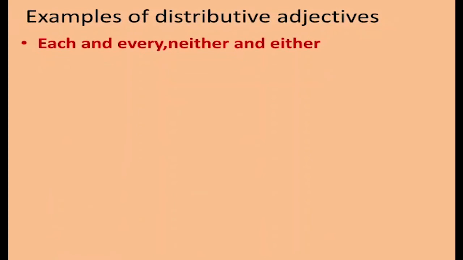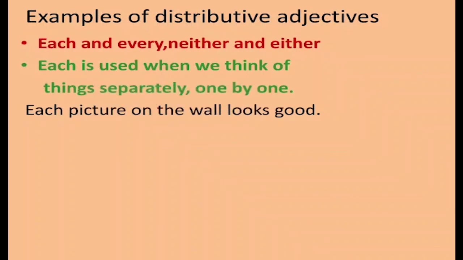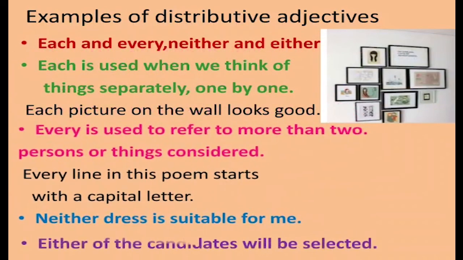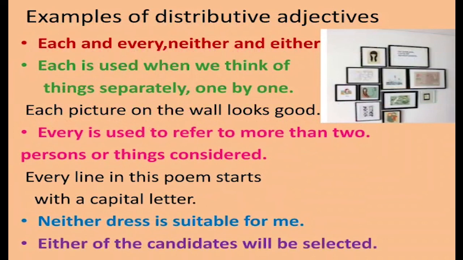Let's look at some examples. Each and every, and neither and either. Each is used when we think of things separately, one by one. For example, each picture on the wall looks good. And every is used to refer to more than two persons or things considered. For example, every line in this poem starts with a capital letter. When you refer to more than two, whether it is persons or things.